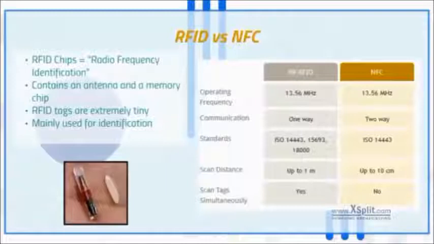RFID has an operating frequency of 13.56 MHz, whereas NFC has the same. Communication for the RFID chip is one-way, whereas NFC is two-way communication. The standards for RFID are ISO 14443, 15693, and 18000, whereas NFC is only ISO 14443. The scan distance for RFID is up to 1 meter, whereas for NFC it's up to 10 centimeters.